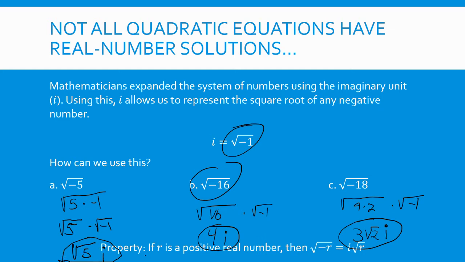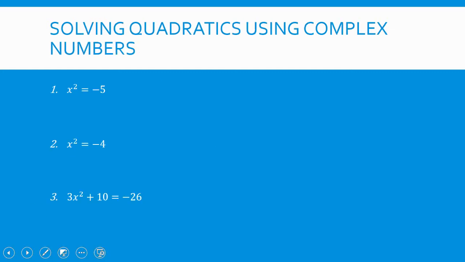Here's your property right down here. If r is a positive real number, then the square root of negative r, all you do is pull out that imaginary number and throw it out front. Let's go here. We've been solving things the same exact way via the square root method. We're still going to solve these just the way we did, just we're going to have imaginary answers.